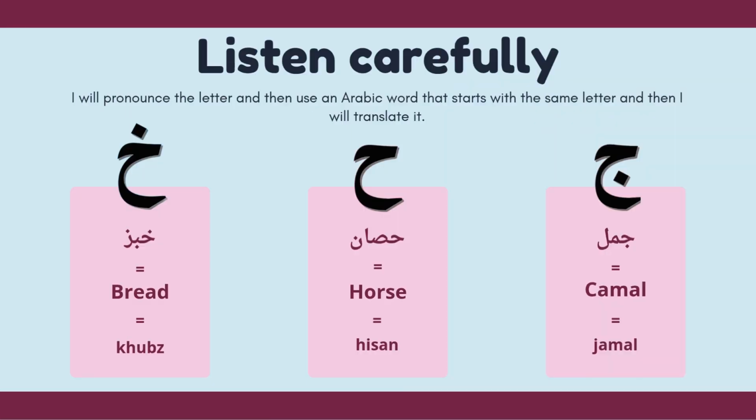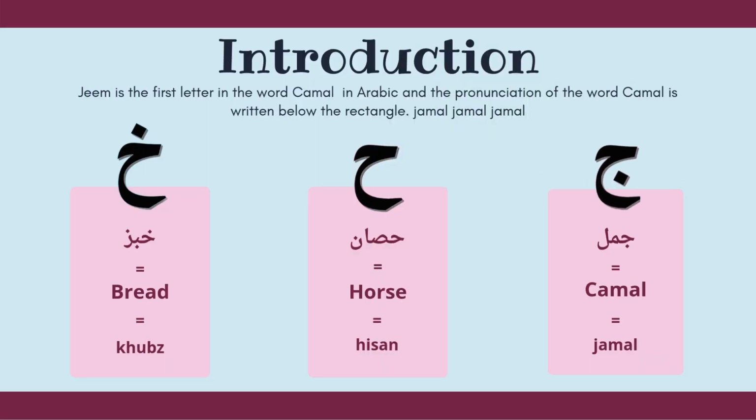I will pronounce the letter and then use an Arabic word that starts with the same letter, and then I will translate it. Jim is the first letter in the word camel in Arabic, and the pronunciation of the word camel is written below the rectangle. Jamal, Jamal, Jamal.